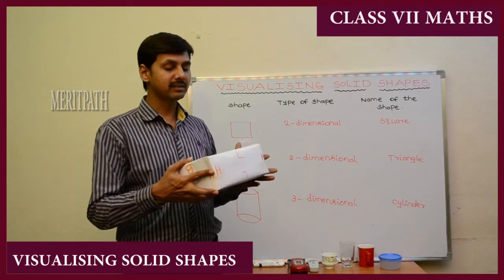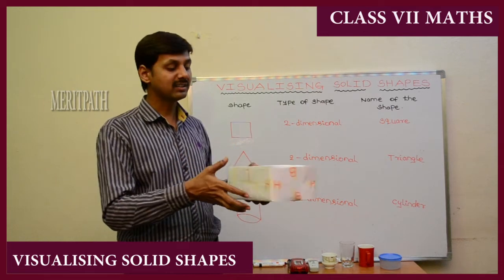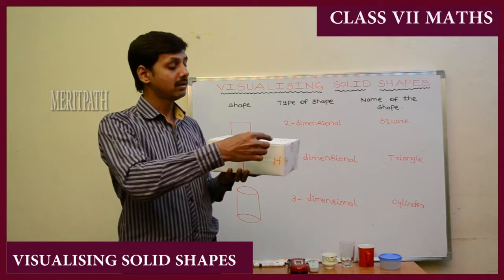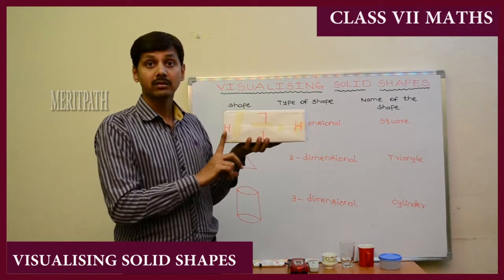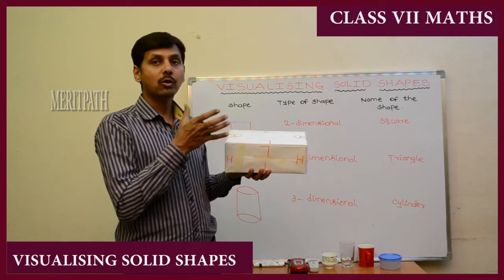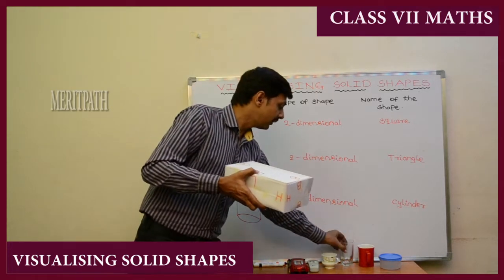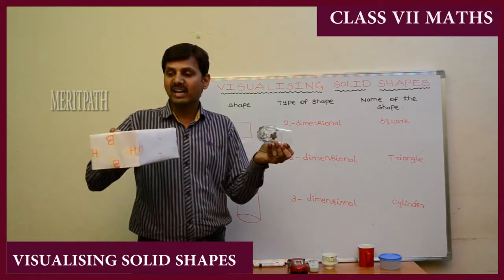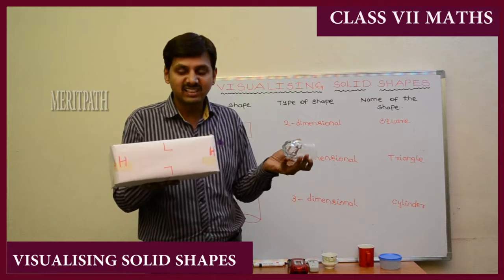This has length, breadth, height. So let's see here. This is the length and the breadth. So length, breadth and height. We can differentiate very easily. When we take an object of any other kind, we are unable to find the difference between this and this. So let's differentiate both.